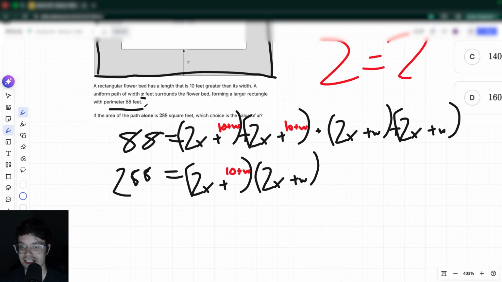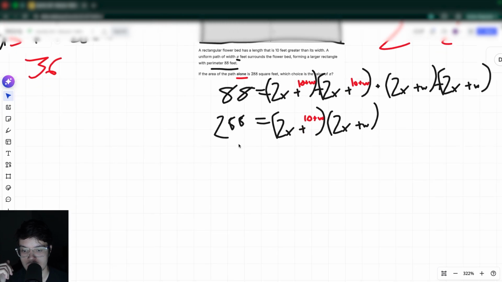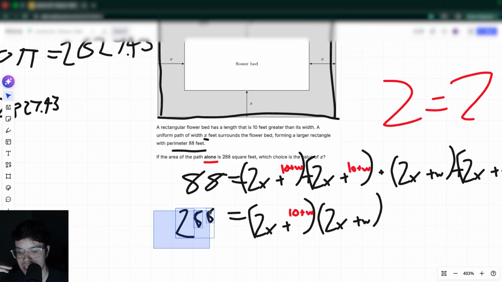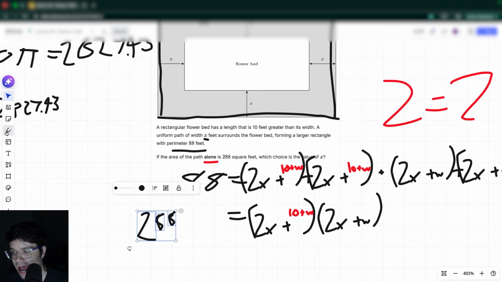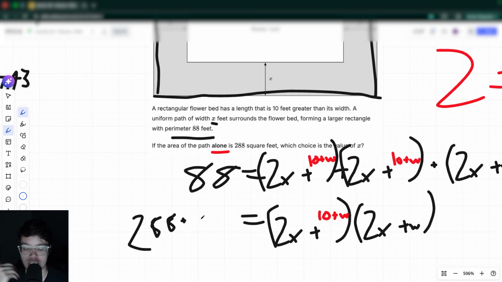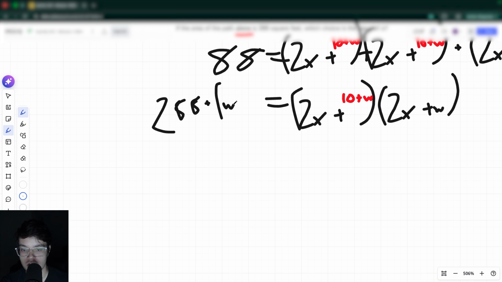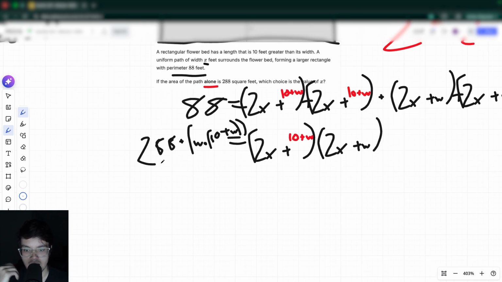But what you may notice is that I actually made a mistake here. 288 square feet is the area of the path alone. What we have here is the area of the entire thing altogether. So what we can do is say this would be the area of the path, and then add back to it the area of the stuff in the middle as well. That would equal length times width for the middle thing. So we can say here w times 10 plus w.